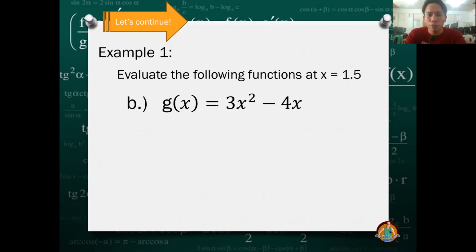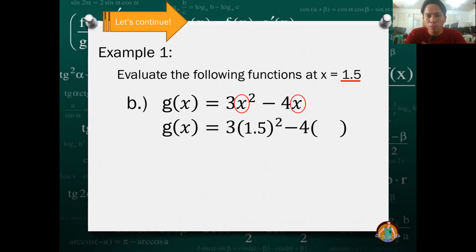Equation letter B. g of x is equal to 3x squared minus 4x. So in this equation, dalawa yung variable x. Sa first term at sa second term, yung isa may squared, yung isa naman wala. So try natin. Our x here, both x's, will be substituted or replaced by 1.5. So 3 times 1.5 squared minus 4 times 1.5. Lahat ng x papalitan ng 1.5. Next, 3 times 2.25 minus 6. Saan galing si 2.25? Galing siya sa squared, kasi 1.5 times 1.5 is 2.25.